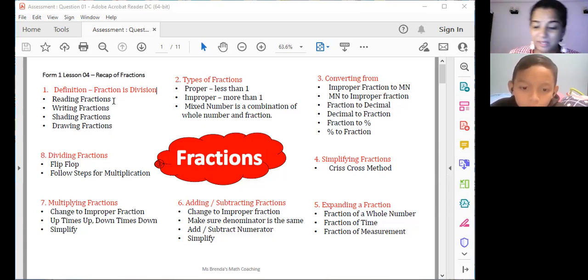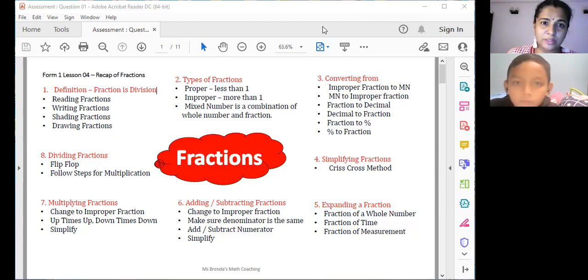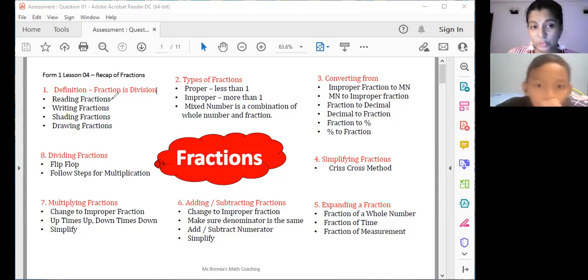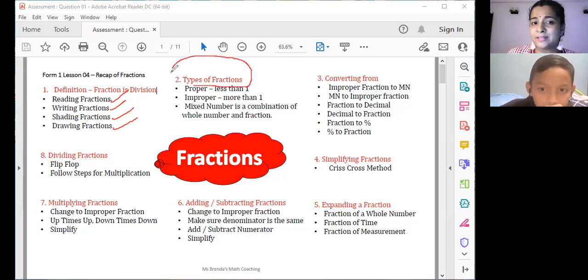When I say 5 divided by 6, it means 5 over 6. So you learn starting from standard 1, 2 and 3. This is your basics. That is why your basics in maths is so important. You learn to read, you learn to write, you learn to shade, you learn to draw. Then after that, you learn to recognize there are different types of fractions. Some we call proper, and the other group we call improper.